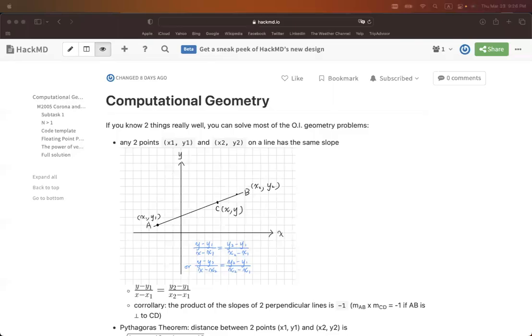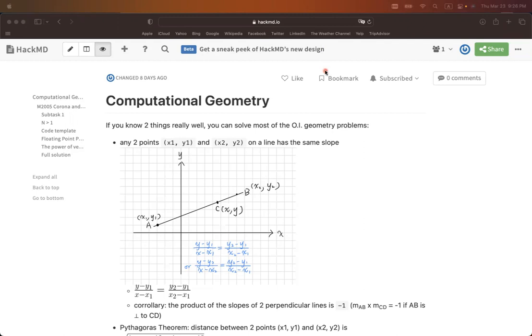In OI, you often run into these geometry-related problems, and a lot of newbies are tripped up by them. So today we're going to go over some foundational principles that will make these problems a lot easier to solve. And then we're going to solve an actual problem based on these foundational principles that we just went over. Okay, so the two foundational principles.